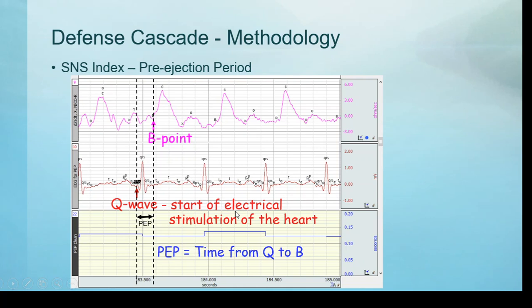And then again, what that represents is the Q wave represents the start of electrical stimulation of the heart. So this is where the electrical signal is sent to get ready to contract and spit the blood out. And then the B point represents when the aortic valve actually opens, the end of the pre-ejection phase, when actual ejection starts happening. So the PEP is measuring the time from when the electrical message is sent to contract to when the aorta actually opens. And this is the best index we have of sympathetic activation.